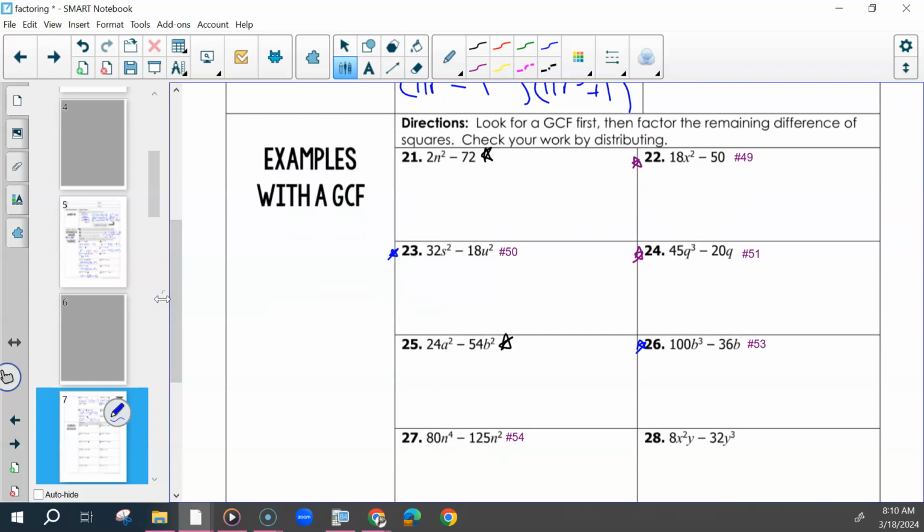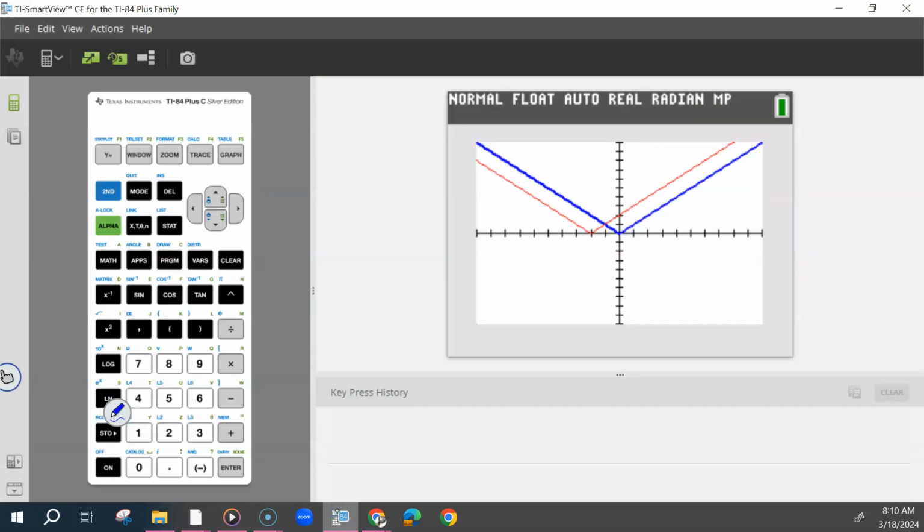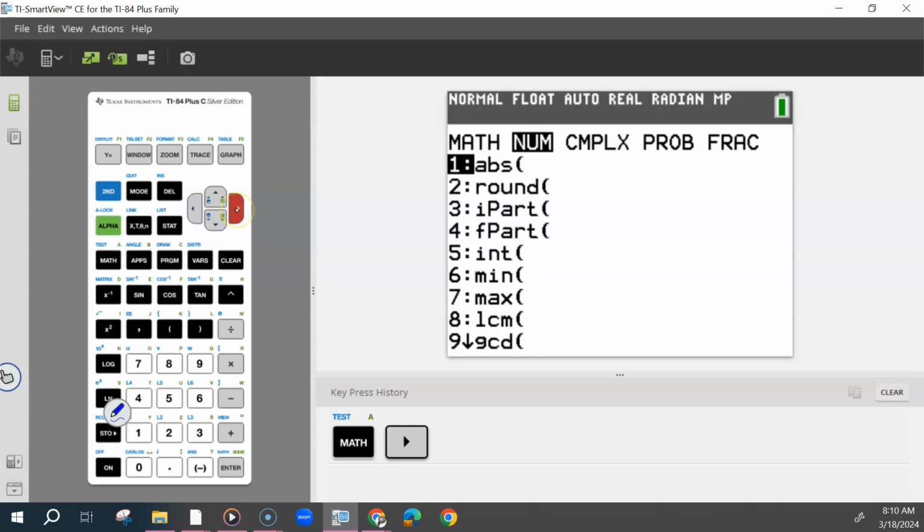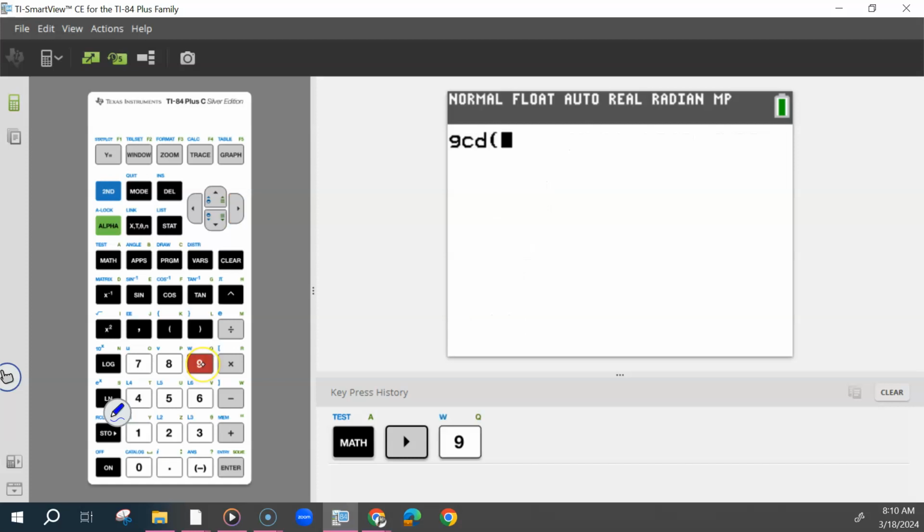So in any of these problems, you should always be checking for GCF first. Remember from Friday, GCF is what we could divide out of both terms. I didn't show you how to do that on the calculator, so I'm going to do that today. In your calculator, go into Math, scroll to the right for Number, and then go down to number 9 for GCD. That's greatest common divisor. Greatest common factor is the highest thing you can divide out. It's the same thing.